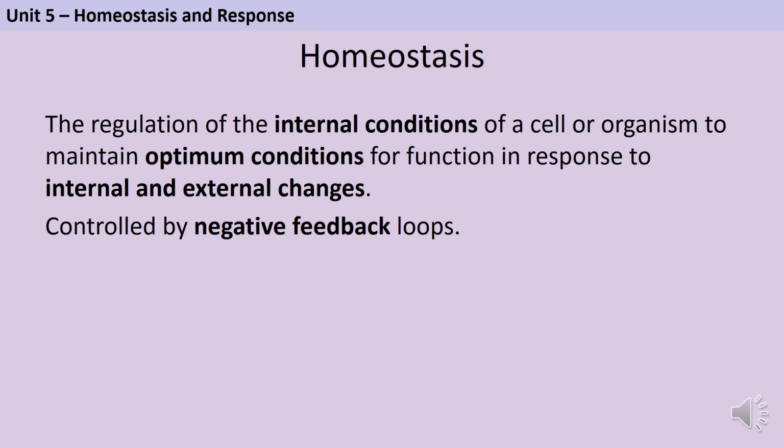Often, this is controlled by negative feedback loops. So a negative feedback loop is just where your body will make enough of a hormone or enough of an enzyme until eventually you say, okay, that's enough, that's too much, and then it's inhibited and it stops being made.